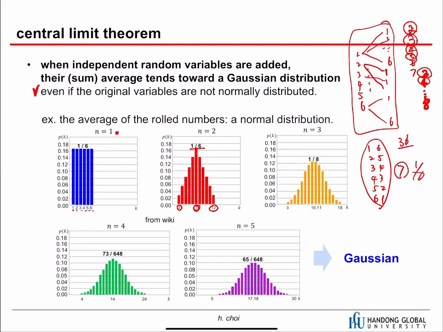Okay, and we have only one way to get 2 here, so 1 over 36, and we can get 12 by 6 and 6. So we have only one case, so 1 over 36. We have the same probability as event 2.